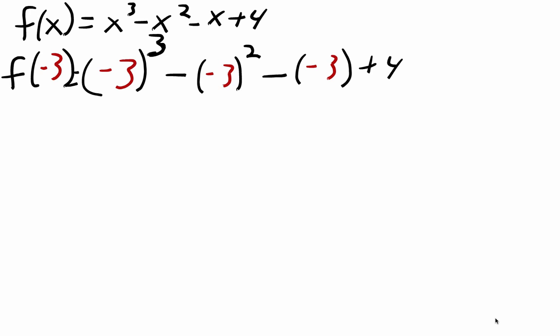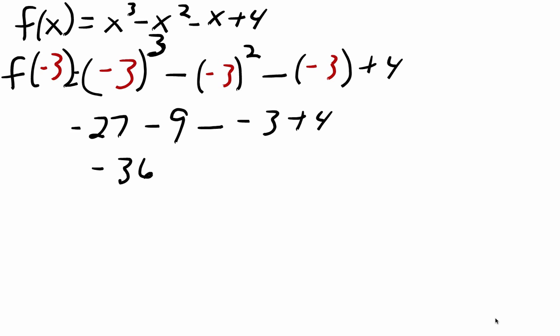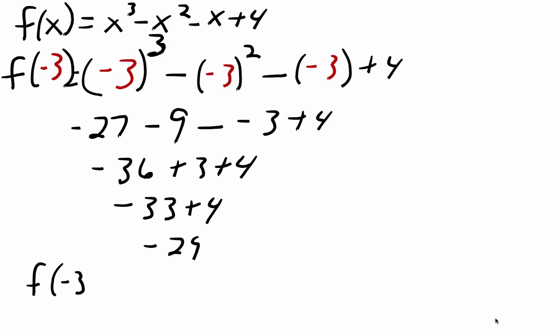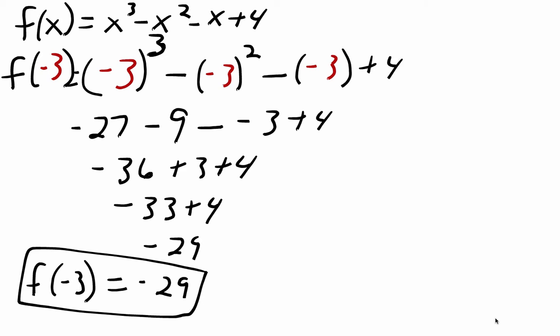I put -3 in for x, so -3 cubed is -27, minus -3 squared, which would be -3 squared is 9, so minus 9, minus -3 plus 4. So this is going to be -36 plus 3 plus 4. -36 plus 3 is -33 plus 4, and -33 plus 4 is -29. So at f of -3, the answer is going to be -29. So that's how that answer would be written. So whenever we put -3 into our function above, that's the answer we would get.